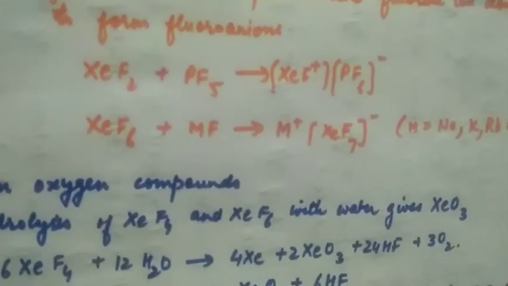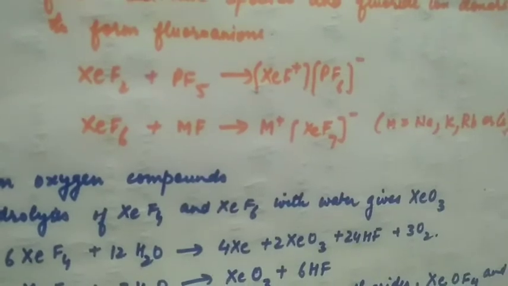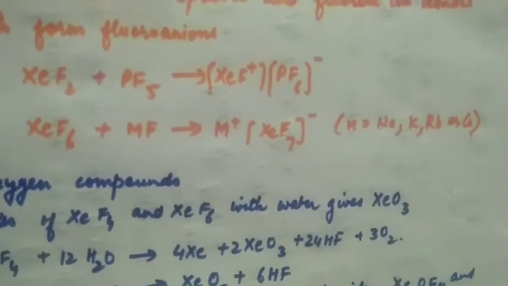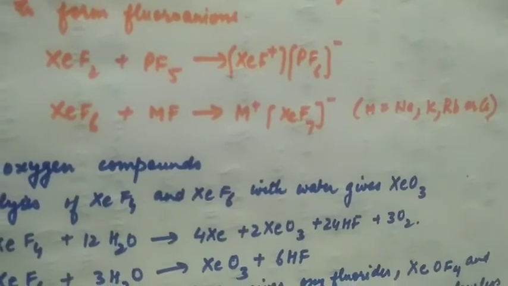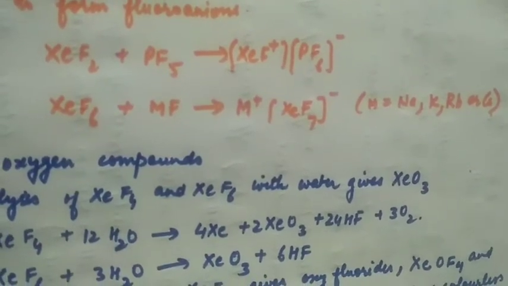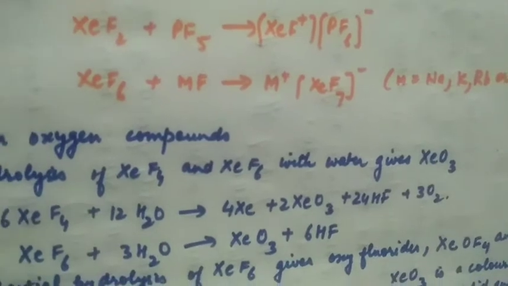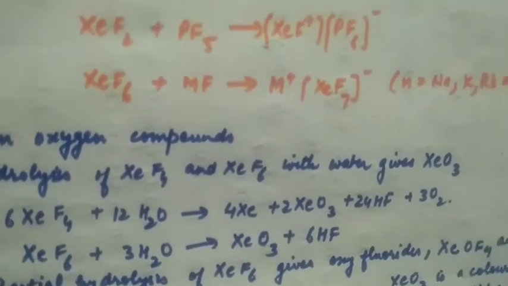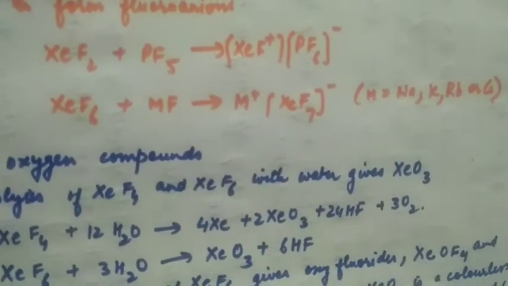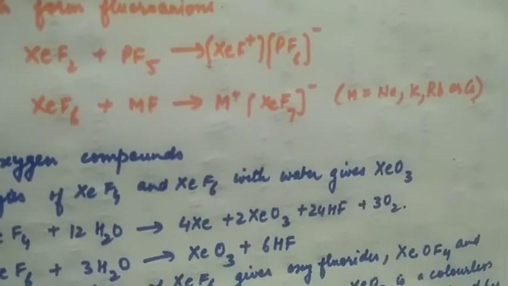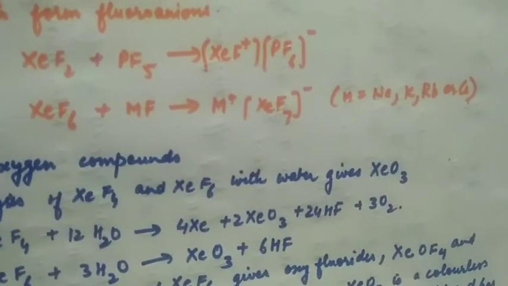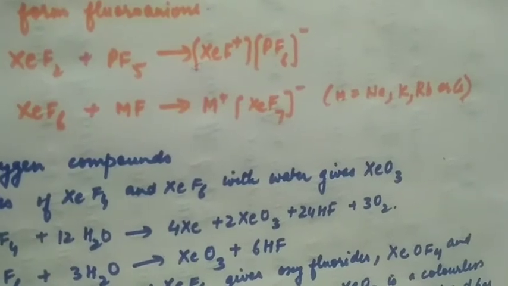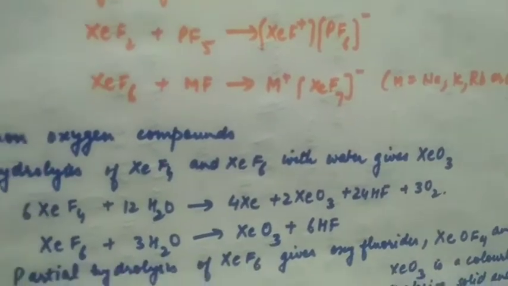For example, XeF2 plus PF5. PF5 accepts a fluorine to form xenon fluoro monopositive and phosphorus hexafluoride ion complex. Xenon hexafluoride will react with metal fluoride, which is a donor, to form metal heptafluoroxenate. Here metal can be sodium, potassium, rubidium or cesium.